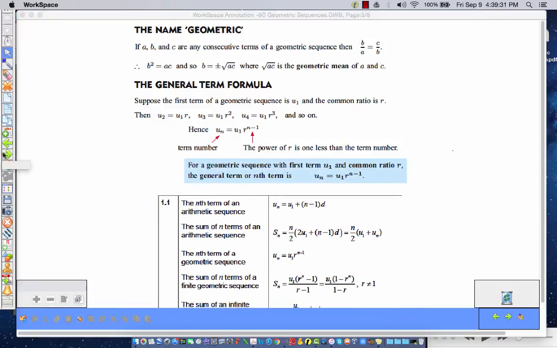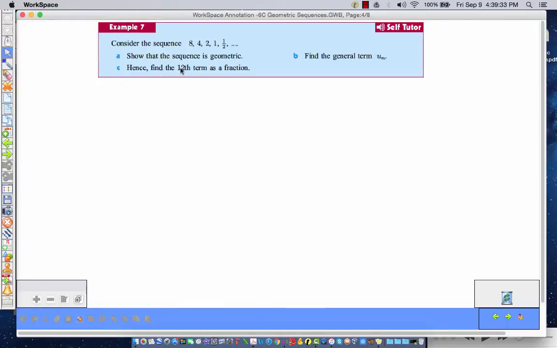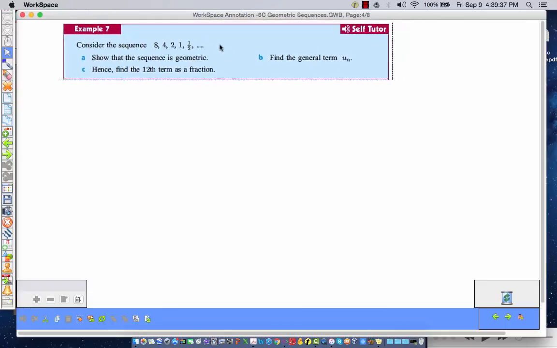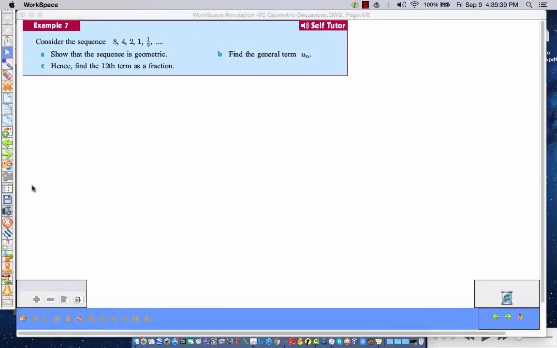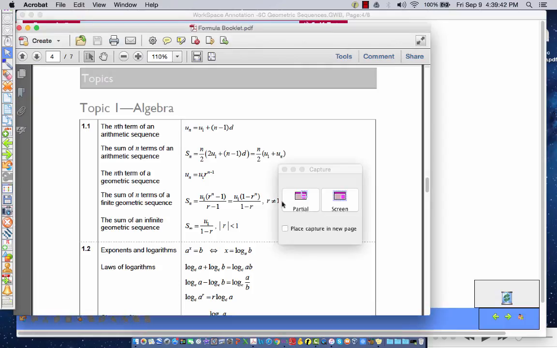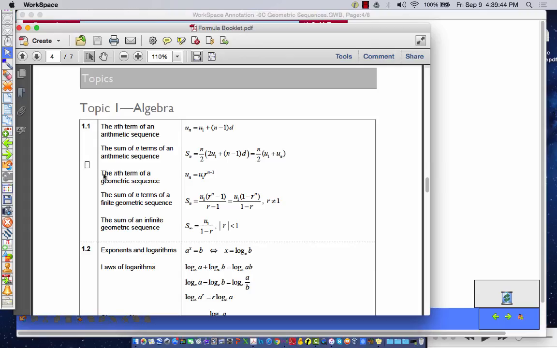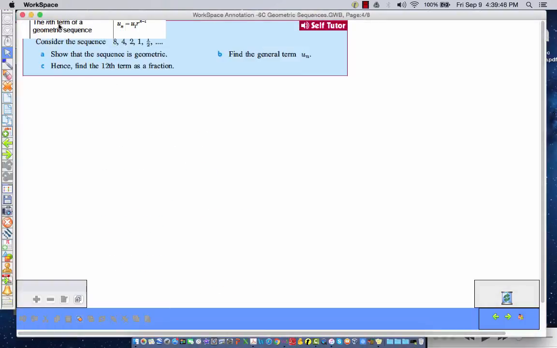All right, so let's get to it. Consider the sequence 8, 4, 2, 1, 1/2. Show that the sequence is geometric. Let me go ahead and pop that formula on here again. There we go. And things are fairly simple.